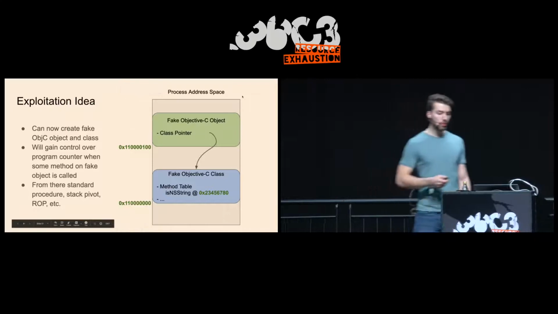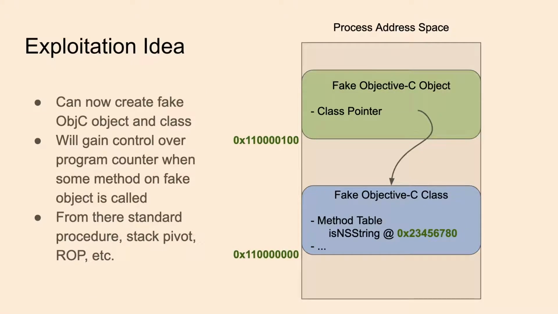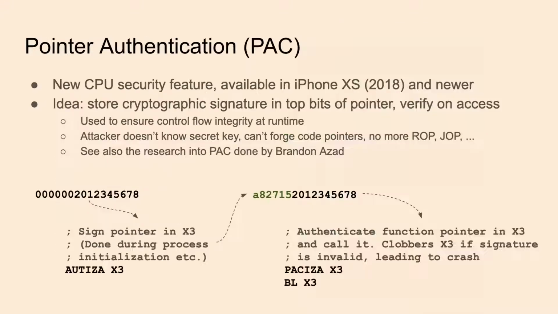So this is where we are. We can now create fake objects. We have all the addresses we need. It's like this 1170 is where we can place our stuff, and then we will gain control over the program counter. And from there, it's standard stuff, right? It's what you would do in all of these exploits. You pivot maybe to the stack, you do return-oriented programming, and then you can run your code, and you've succeeded.